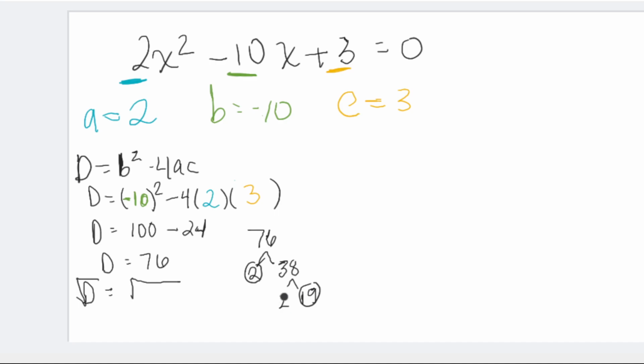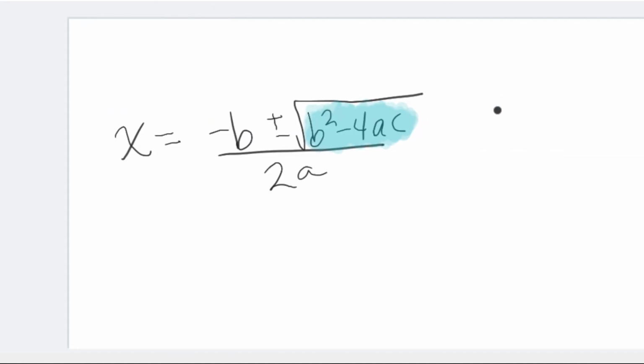19 is a prime number, y'all. It doesn't break up. So I have the square root of the discriminant, which is the square root of 2 times 19. All right, so you take out your pair, so the 2 comes outside, but the radical doesn't have a pair here with the 19, so the 19 hangs out. So the square root of the discriminant is 2 root 19. That was all the work for that blue section, okay?